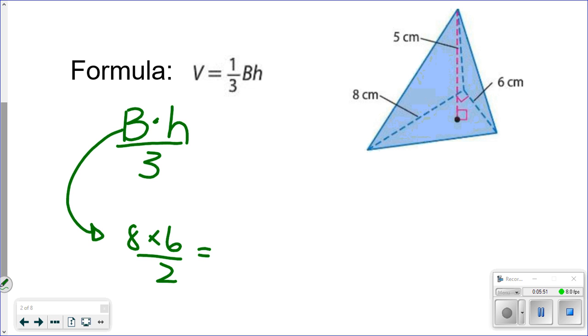I have so many people that get confused. Well, should we divide by 3 there? No. We're not dividing by 3 until we're completely done with this B and H. This is just finding that B. So that would be 48 divided by 2. So I believe your big B should be just 24.